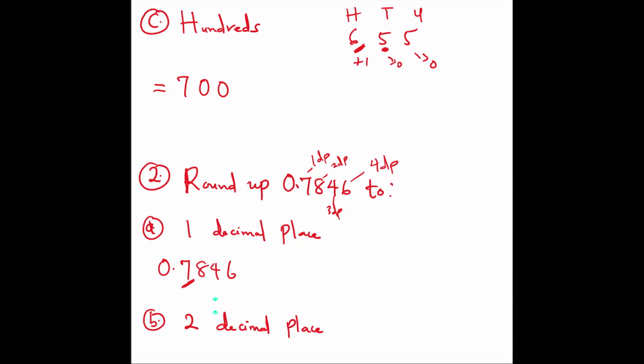So the number behind 7 is 8. 8 falls in the range of 5 to 9. So we are going to add plus 1 to 7. Okay, so if we round up to 1 decimal place, all these ones become insignificant, they become 0, right? So 7 plus 1 will become 8. So that will be 0.80.